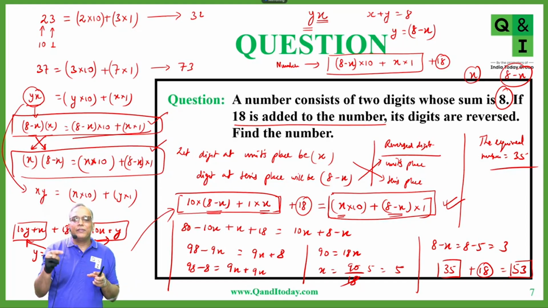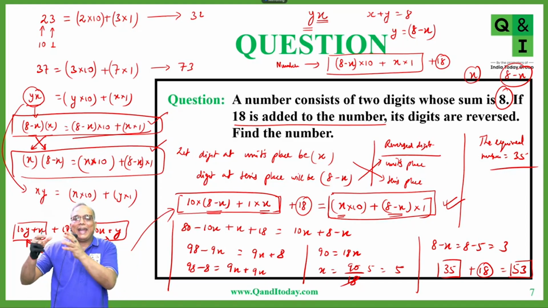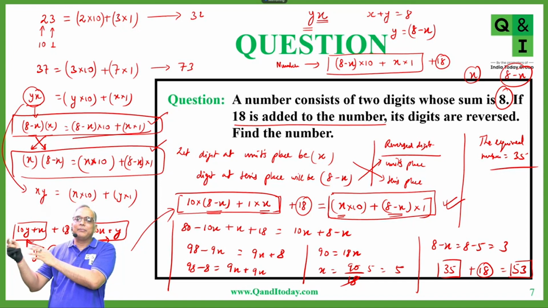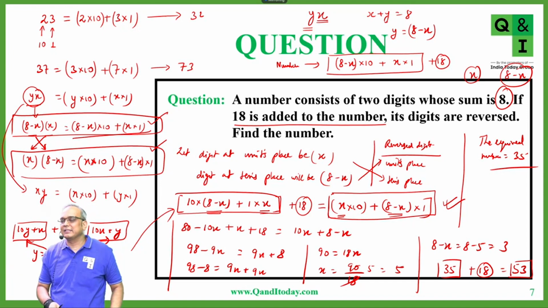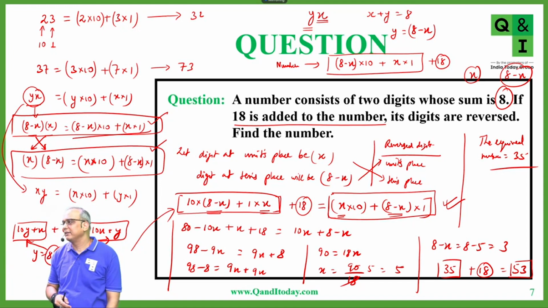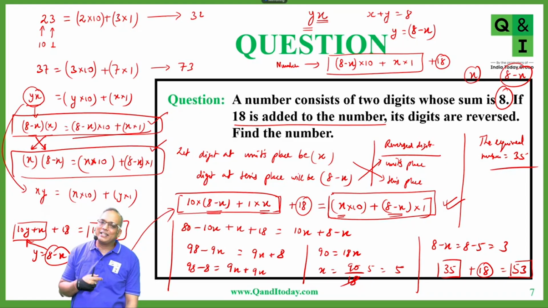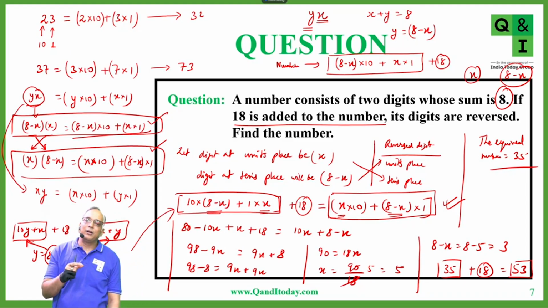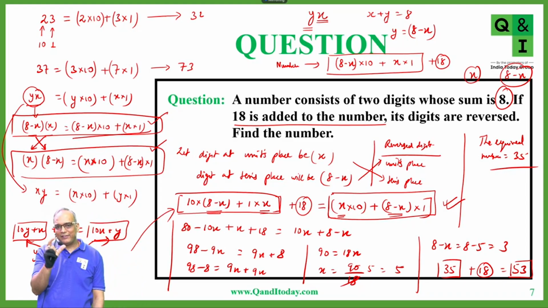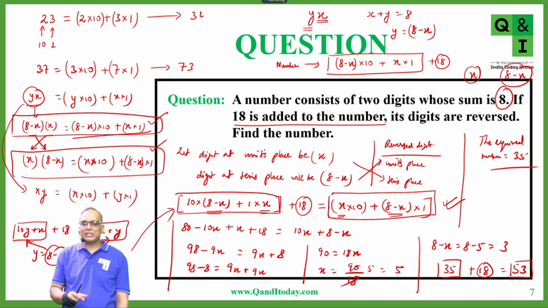In terms of variables, when you have two digits x and 8 minus x, you will have to write the value of that number and then add 18 to that to get a number which is reverse of that digits. That's why we are doing that. Only when you have that value of that number in the equation can you form that equation. And that's why we are writing it in expanded form.